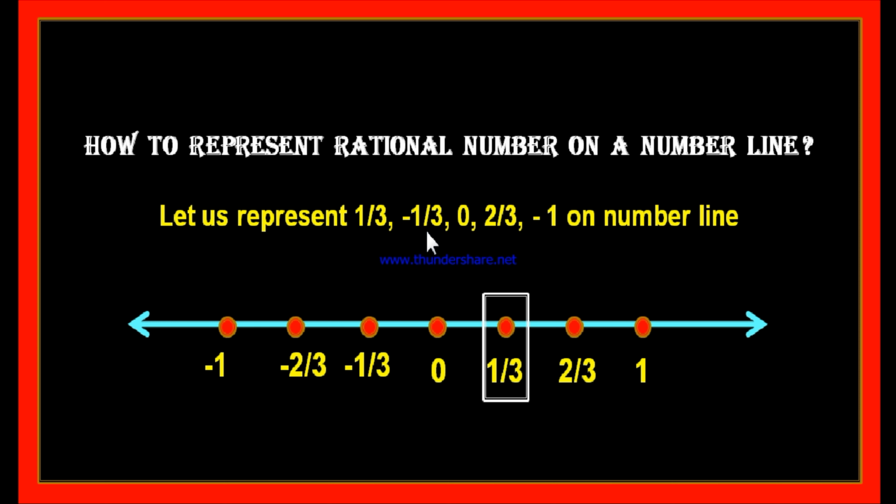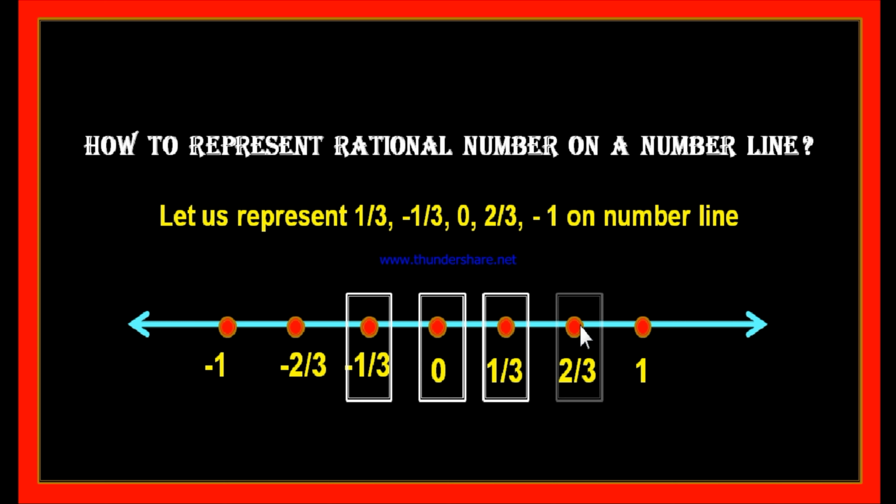Understood? Next, minus 1 by 3. You can say minus 1 by 3 here on the left hand side to 0. This is minus 1 by 3. Next, 0. You can find 0 straight away. This is the point 0. Next, 2 by 3. This is 2 by 3. Understood? Good. And minus 1. Where can you find minus 1? Here is minus 1. Like this, you can represent rational numbers which are in p by q form on a number line.